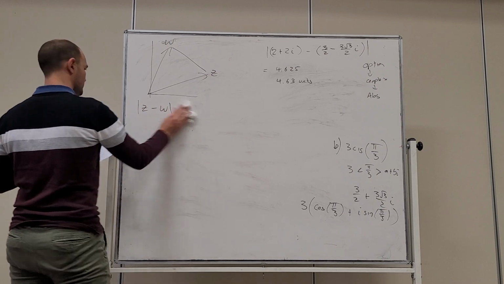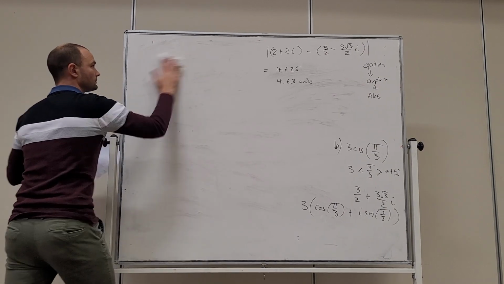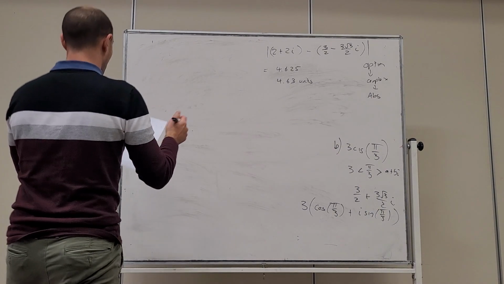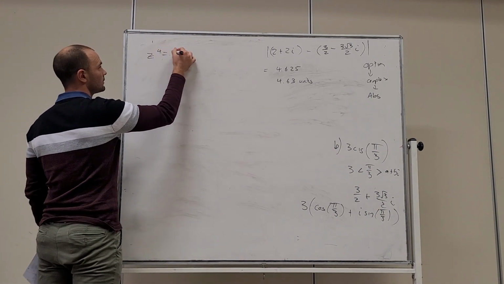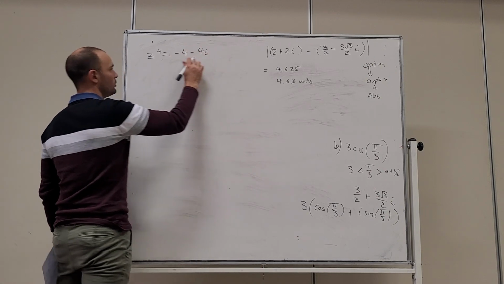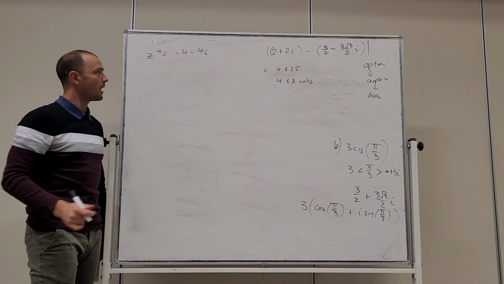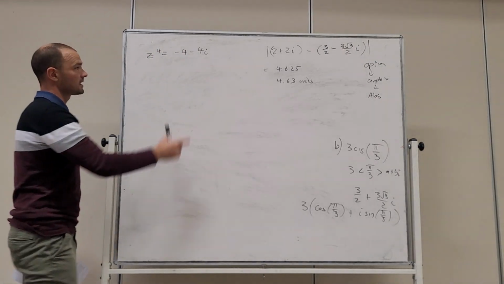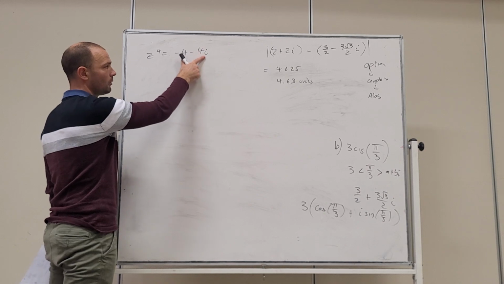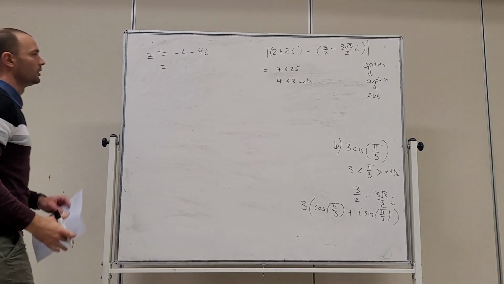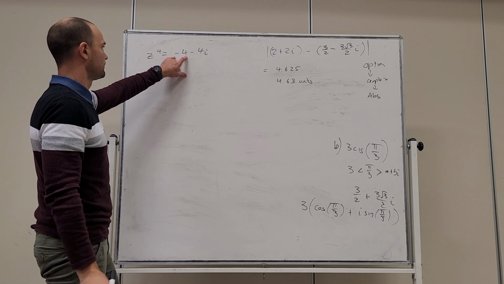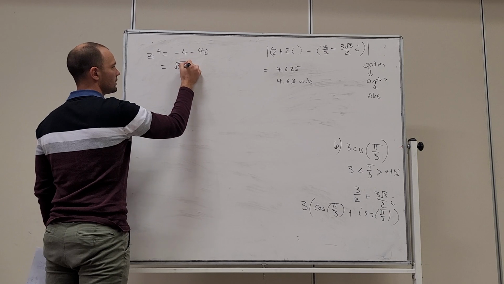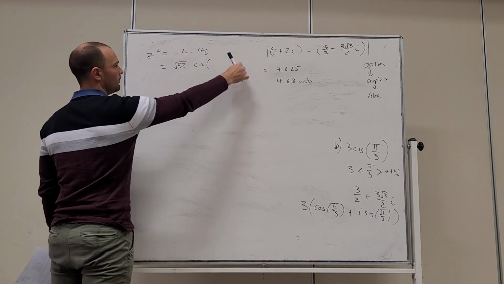Okay, question 4. We're on to nth roots. We have z to the 4 equals minus 4 take 4i, and we're going to use De Moivre's theorem to find the values of z that satisfy this equation. The first thing we're going to do is convert that to polar form. So what's it going to be? 4 squared plus 4 squared is 16, root 32, cis, and then the angle.